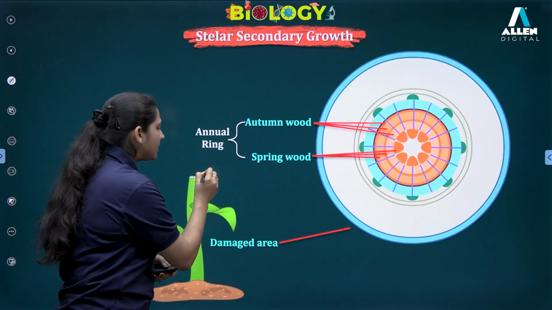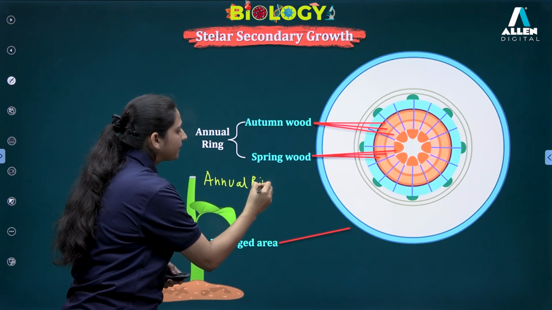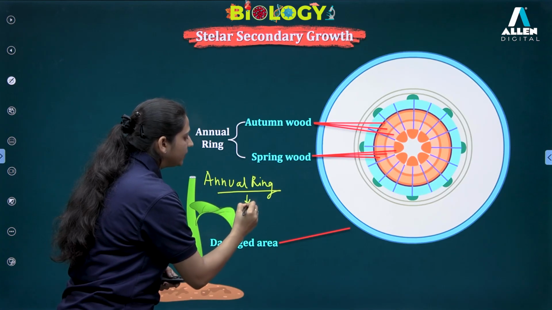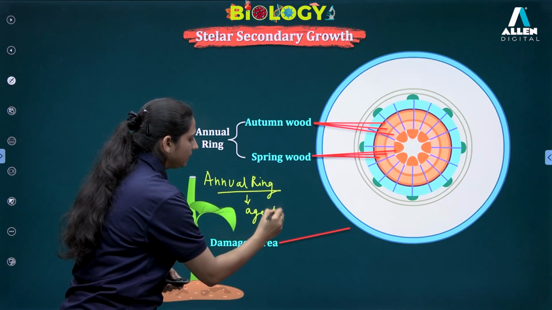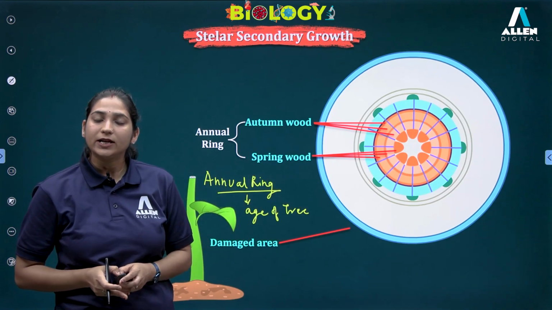The annual rings are used to estimate the age of the tree.